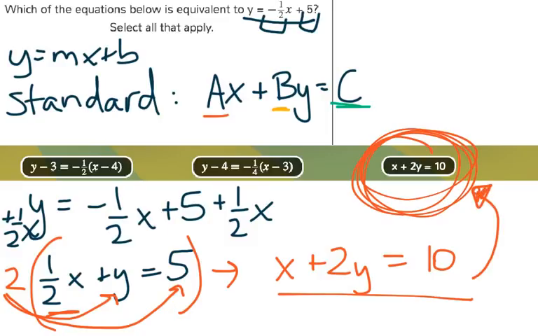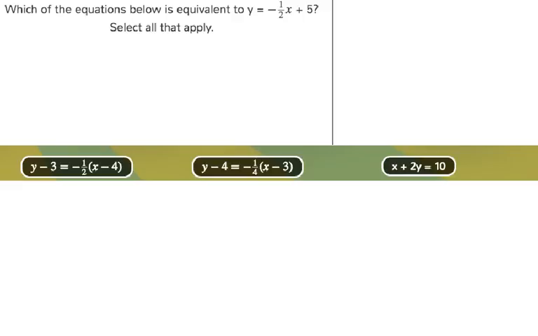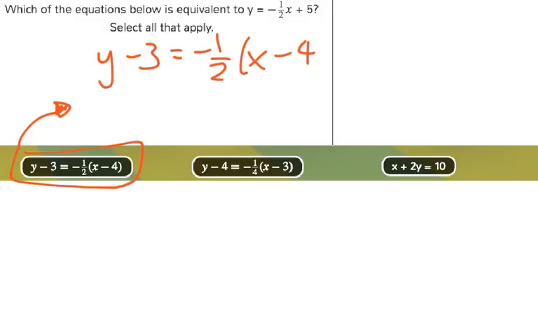Let's check if any of these other forms of linear equations are equivalent to our original. Let's take this first equation and manipulate it to see what it would look like in slope-intercept form. y minus 3 equals negative 1/2 times x minus 4.